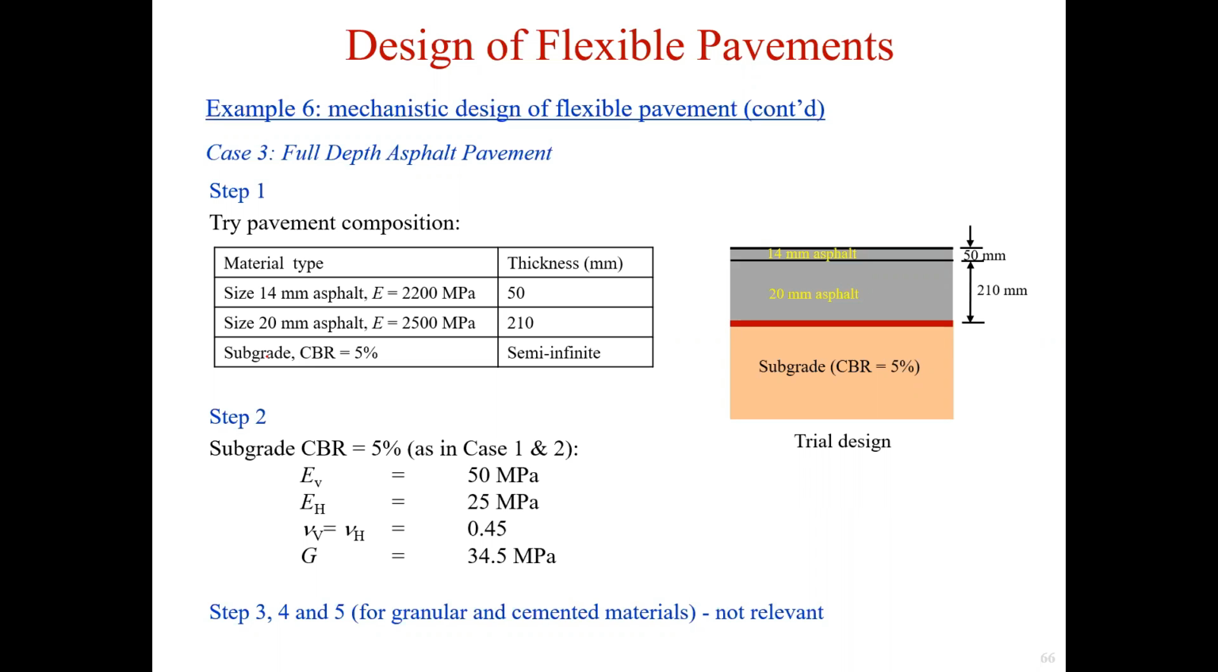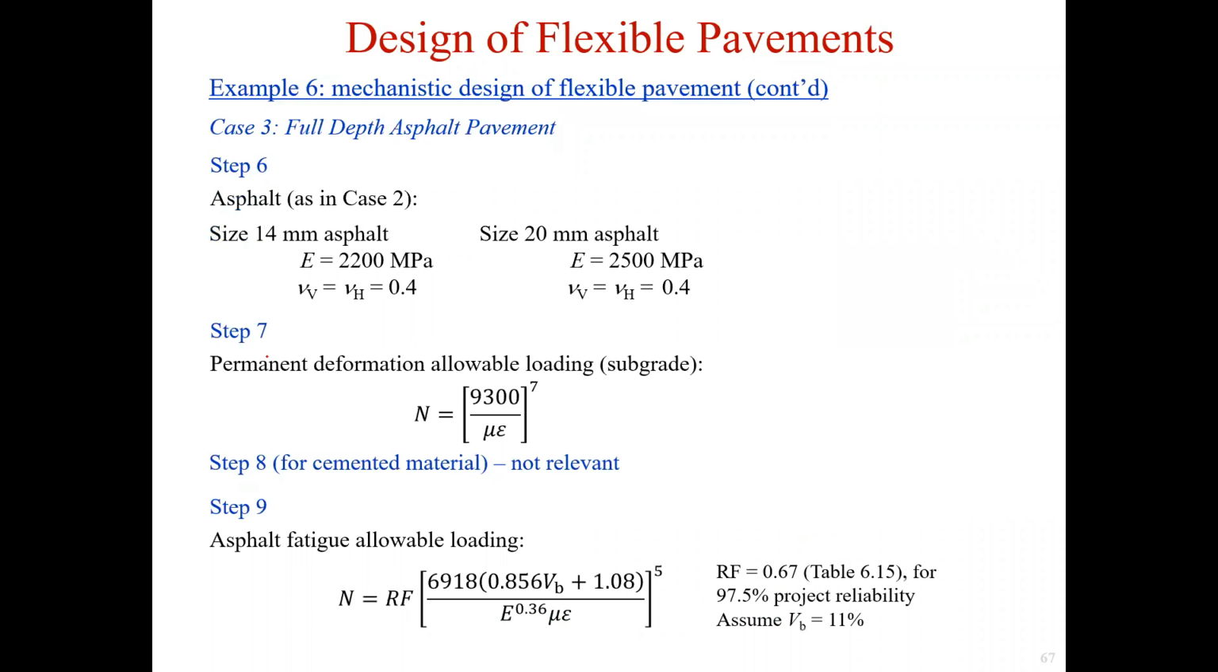Step 2 is for elastic property of subgrade. As we have done this a few times, I won't go into more details here. There are no granular and cemented materials, so we could omit step 3 to step 5. Step 6 is the same as that in case 2. We have the E and mu for both size 14 millimeter and 20 millimeter asphalt. Step 7 is to adopt the subgrade strength criterion. Step 8 is not relevant as it is for cemented material.